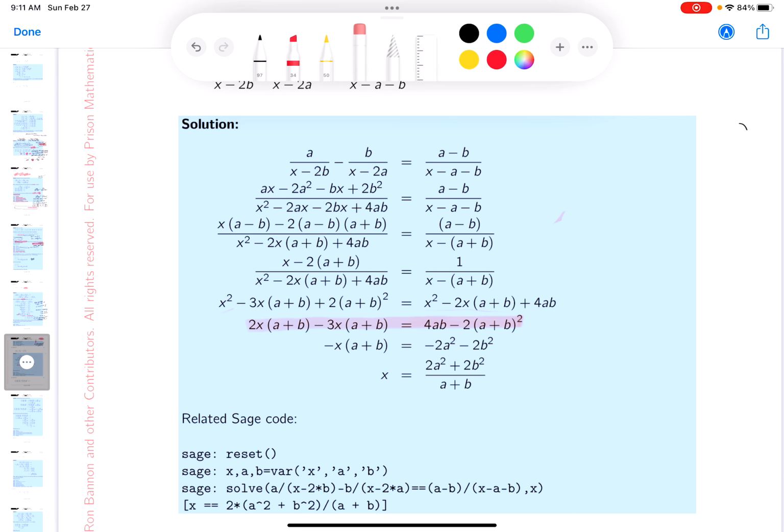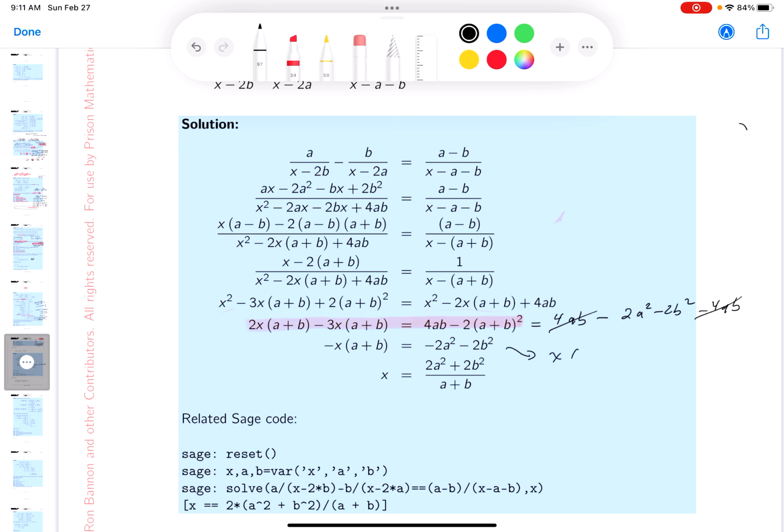All right? What do I do now? I multiply both sides by minus 1, and you're going to get x times a plus b equals 2a squared plus 2b squared. And then divide by x's coefficient, and lo and behold, you get 2a squared plus 2b squared over a plus b. Exactly what they got over here. All right? So this is good news.